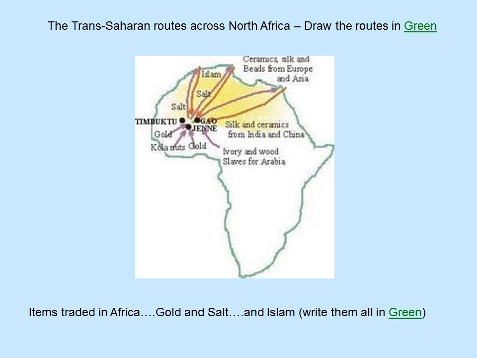You also need to label the fact that this is where gold and salt was traded, and Islam. So that idea of this religion was traded along the trans-Saharan path. All of that's going to be in green, or at least to the best of your ability to make it green.